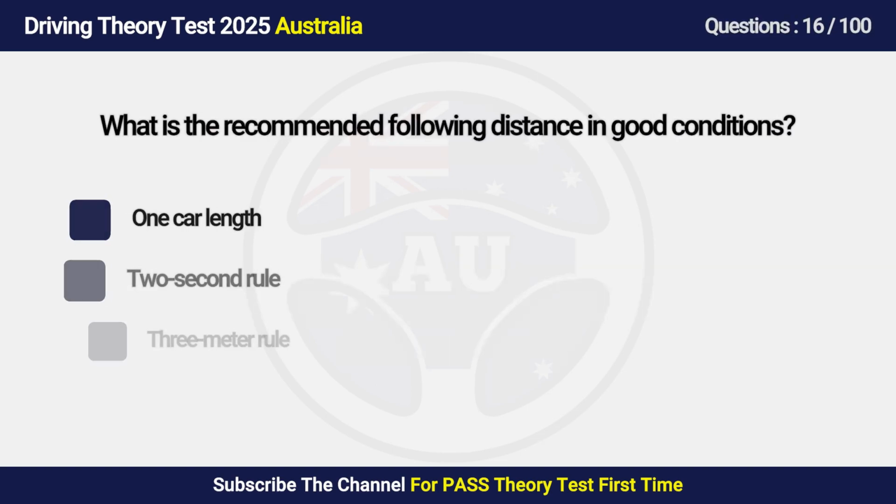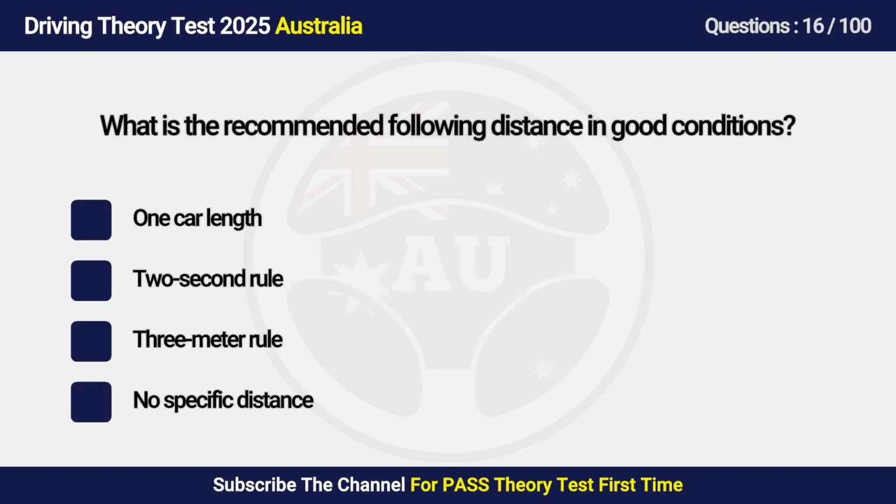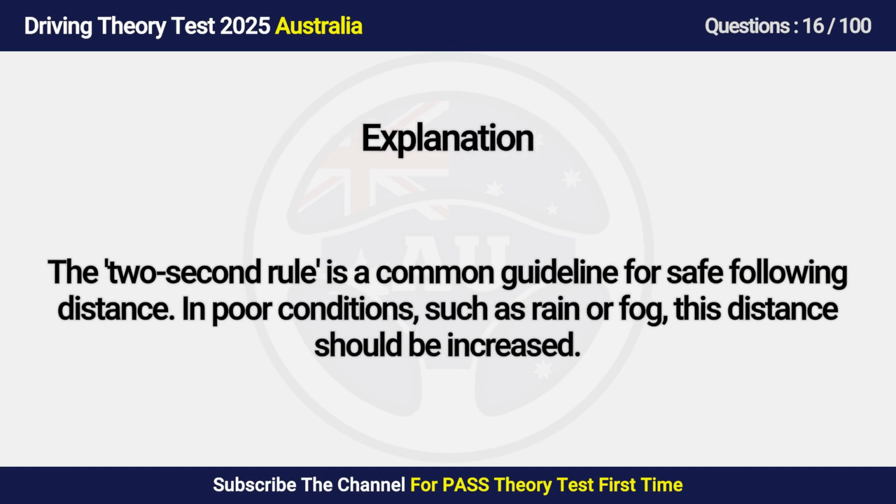Question 16. What is the recommended following distance in good conditions? A. 1 car length. B. Rule. C. Rule. D. No specific distance. Answer is B. Rule. The rule is a common guideline for safe following distance. In poor conditions such as rain or fog, this distance should be increased.